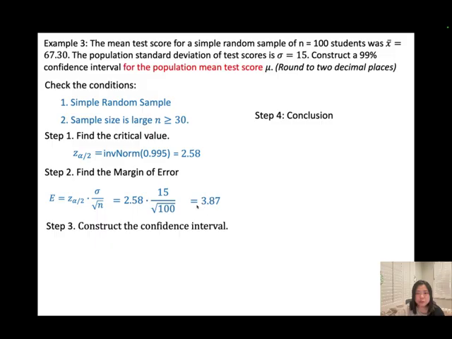So you're gonna get 3.87. Okay. And then construct the confidence interval. We are working on the population mean. We have the sample mean 67.3, and then we find the margin of error from step 2 here. So try plus minus the margin of error. You're gonna get 63.43 to 71.16.